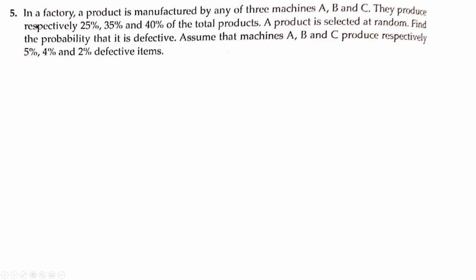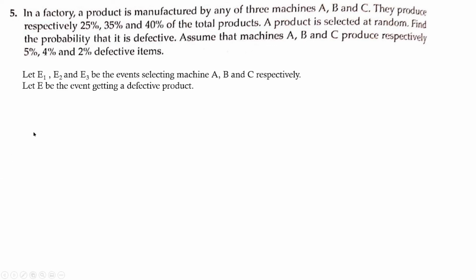Next question. In a factory, a product is manufactured by any of three machines A, B and C. They produce respectively 25%, 35% and 40% of the total products. A product is selected at random. Find the probability that it is defective. Assume that machines A, B and C produce respectively 5%, 4% and 2% defective items. So here all the probabilities are given.